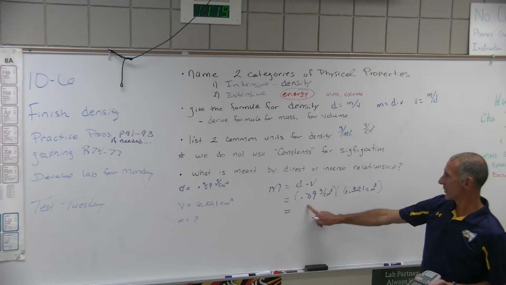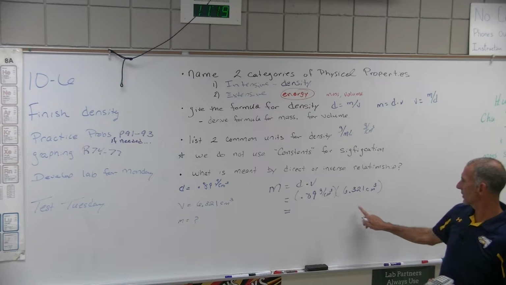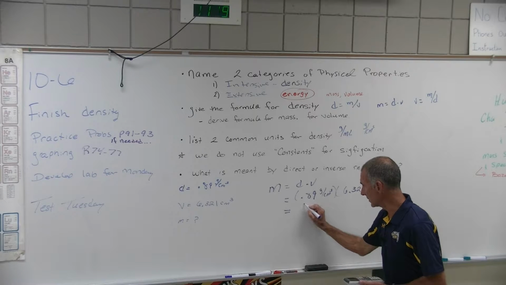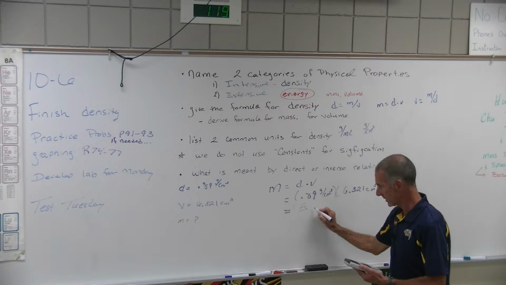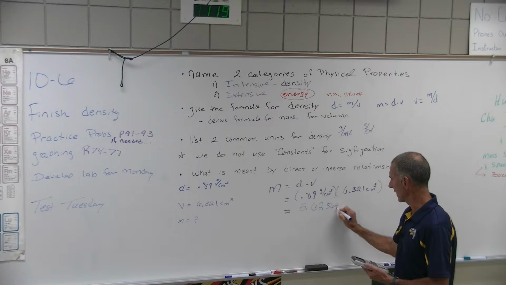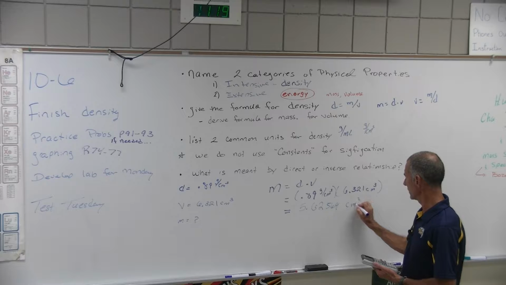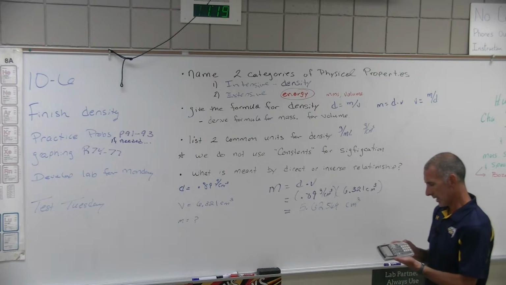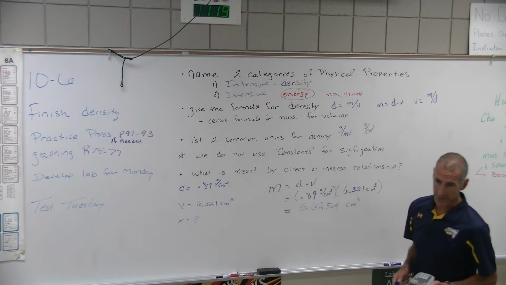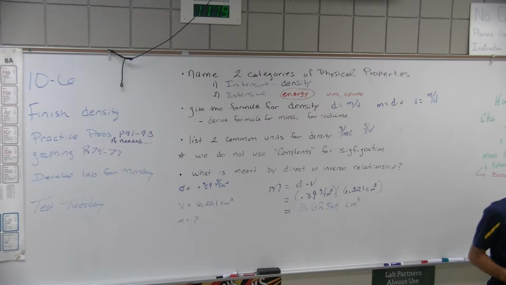All right, so we have density and we have our volume, so we're just going to quickly do a little multiplication, and we get 5.62569 centimeters cubed on the calculator. And for my correct answer, what would I have? Based on what we just talked about, what would be the correct answer?